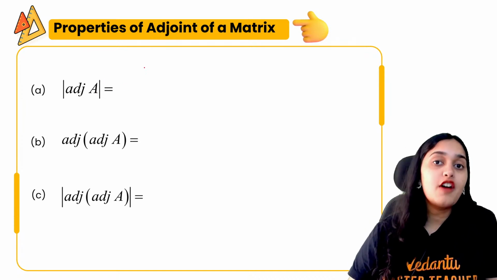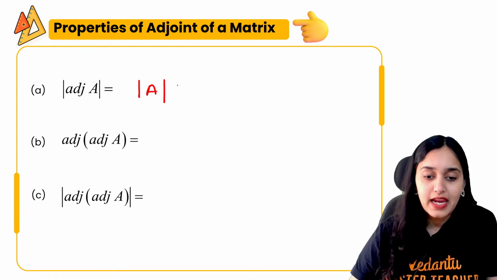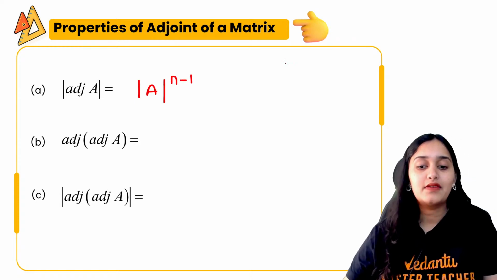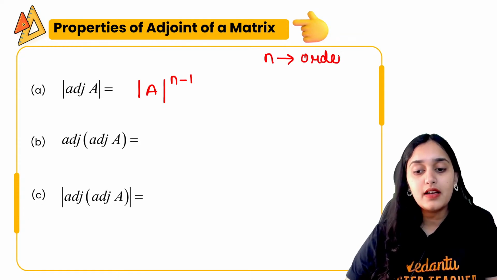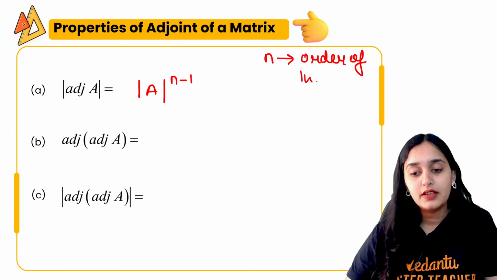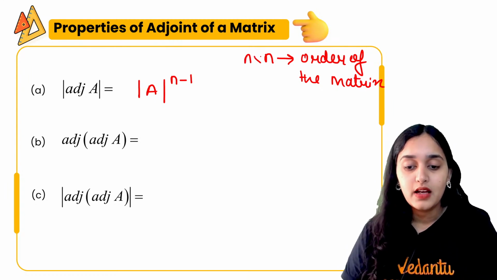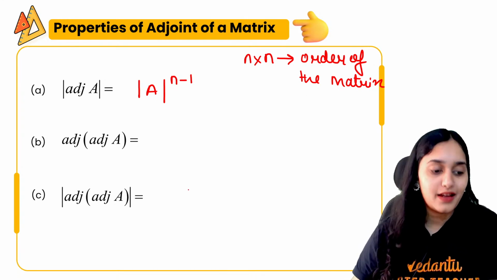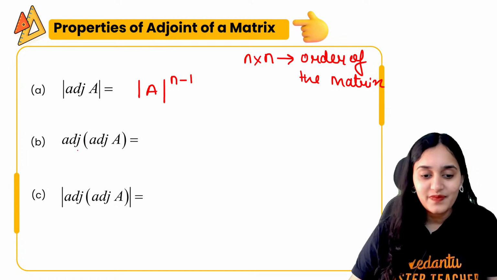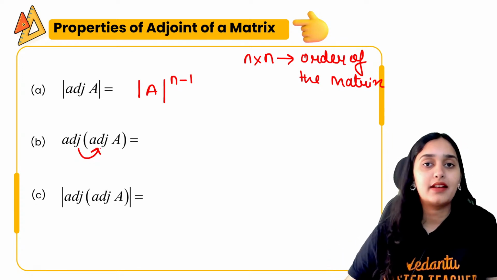So determinant of adjoint of A is basically determinant of A to the power of n minus 1. Now what is n? n is basically the order of the matrix. n is your number of rows and number of columns, because for a square matrix only we find the determinant, right?